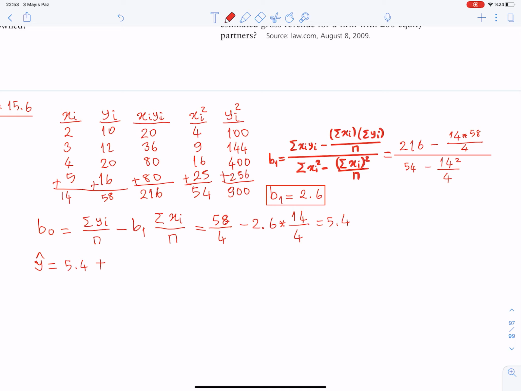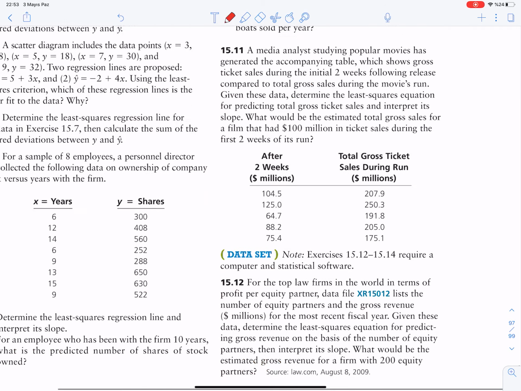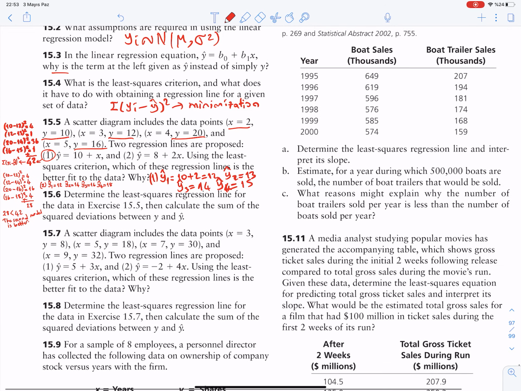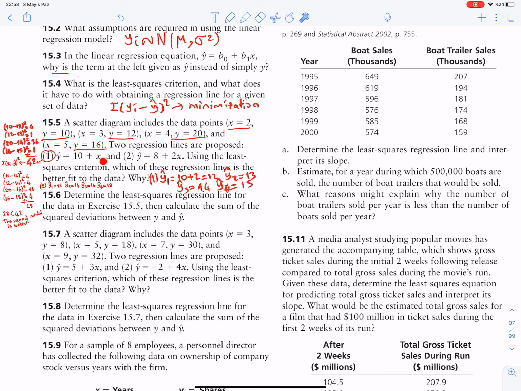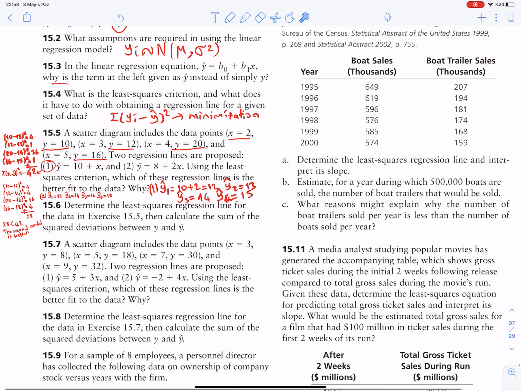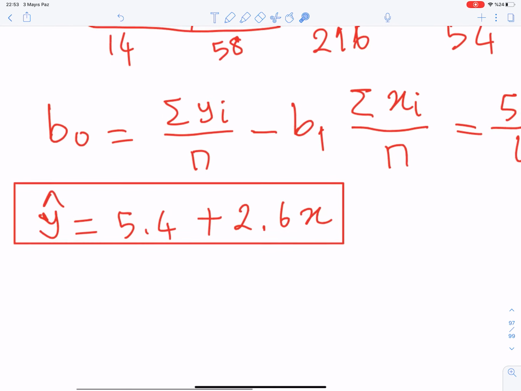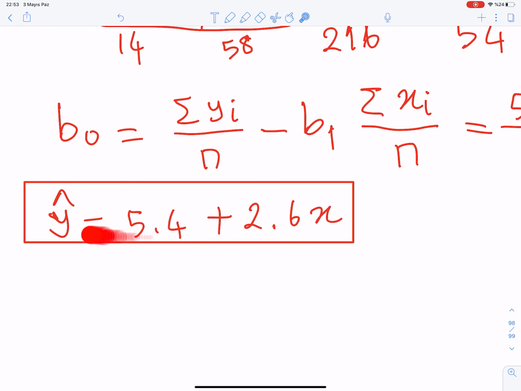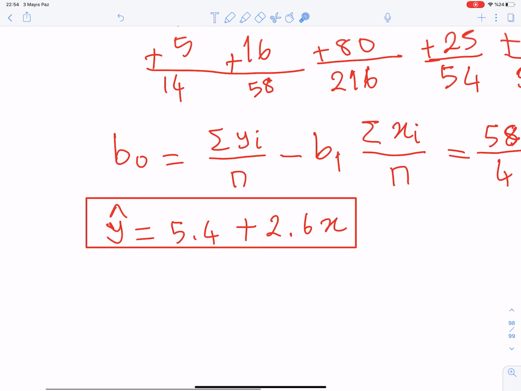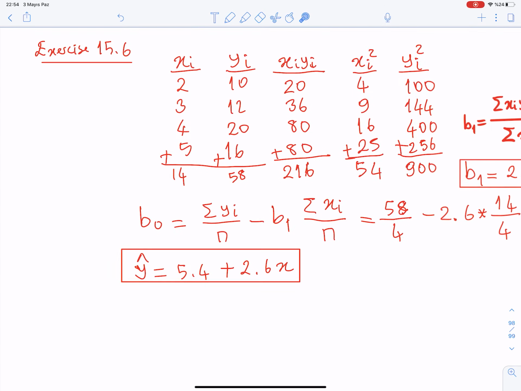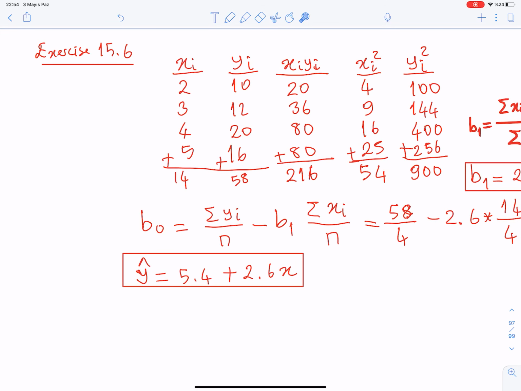So the estimated regression line y hat becomes 5.4 plus 2.6 times x. This is the least square estimation of the regression line in my case. The previous estimations are different: y hat 10 plus x and y hat 8 plus 2 times x. Those are not the least square estimation. The least square estimation is this one, the best fit line. Let's see whether the square distance is better. I'm expecting the square distance to be much better.